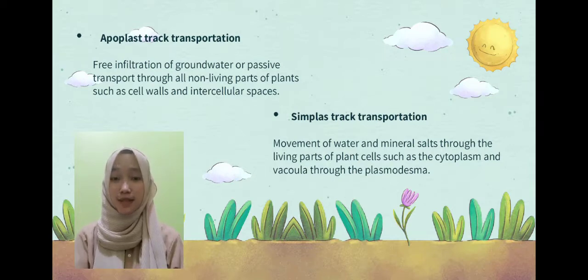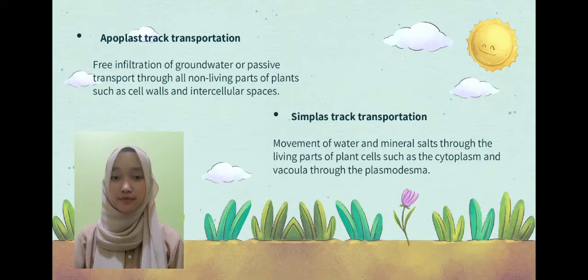To penetrate this barrier, water must be pumped to pass through the endodermal cells. The movement of water eventually becomes the symplast pathway because it passes through the permeating cells.